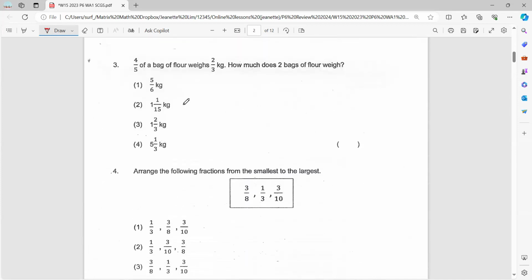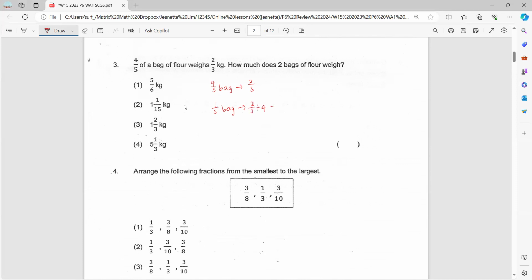Question 3. 4/5 of a bag of flour weighs 2/3 kg. How much does 2 bags of flour weigh? So let's write down what we have. 4/5 of a bag weighs 2/3 kg. Next, I will want to find 1/5 of a bag. From 4/5 to 1/5, I'll divide by 4. So I have to take this fraction and divide it by 4.